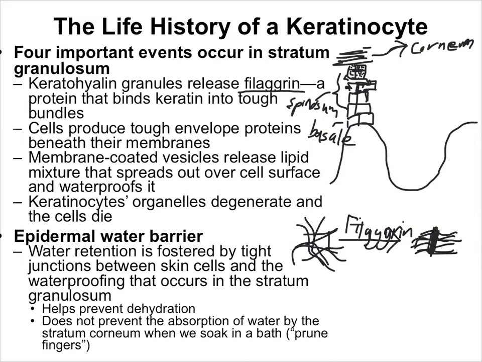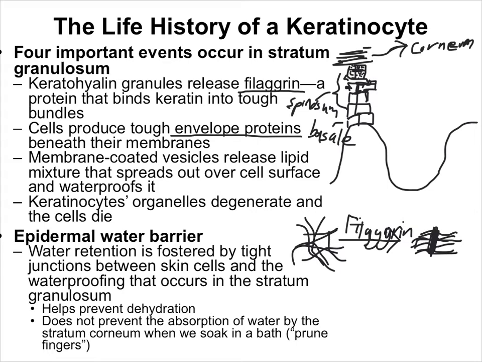And so it takes a bunch of keratin and it binds it into these tight bundles. That's going to make the keratin much tougher and stronger. It's also going to start displacing internal cell organelles. The cells also produce these envelope proteins underneath their membranes, which are tough, and they go into making the cell tougher and stronger and more resistant to stress.